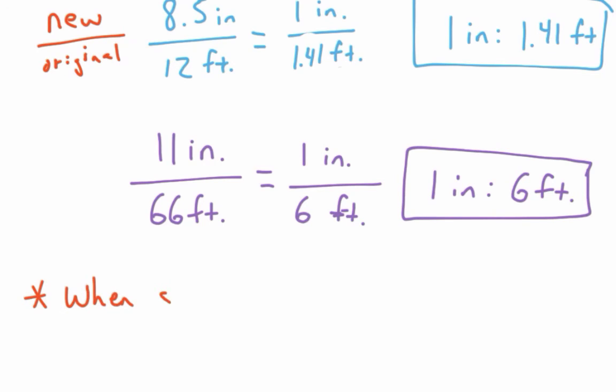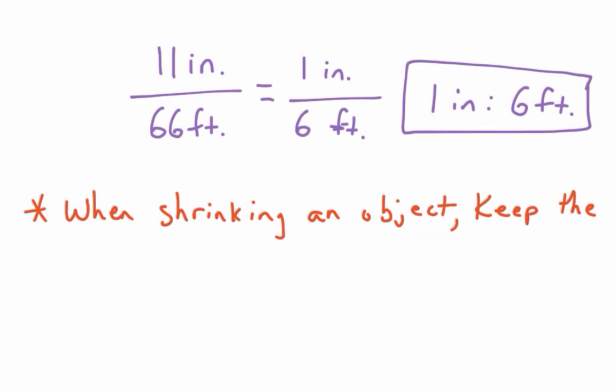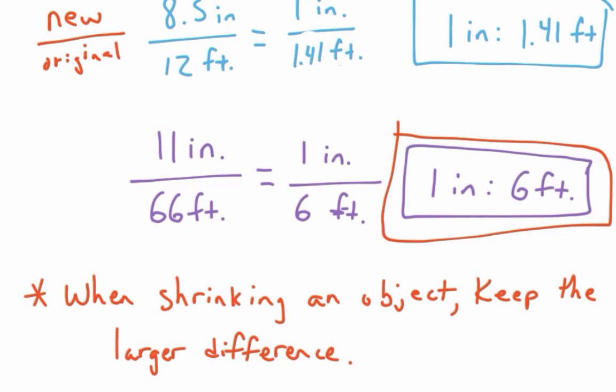When shrinking an object, because we were taking this large plane and trying to make it fit on a piece of paper, keep the larger difference. Because that larger difference is going to be how much you need to make it fit in one direction, but it'll be more shrinking than you need for the other. But if you had kept the smaller difference, then it wouldn't be enough shrinking to make it fit in both directions. And again, the difference, you're really subtracting the two numbers.